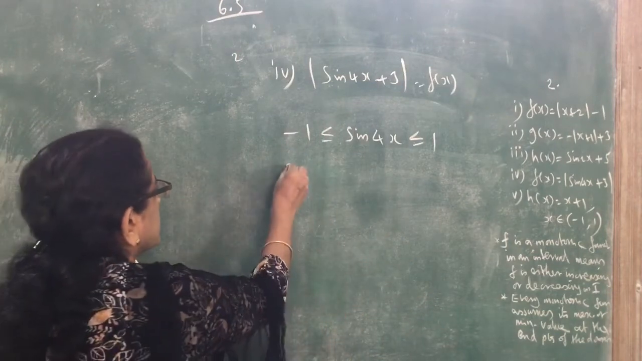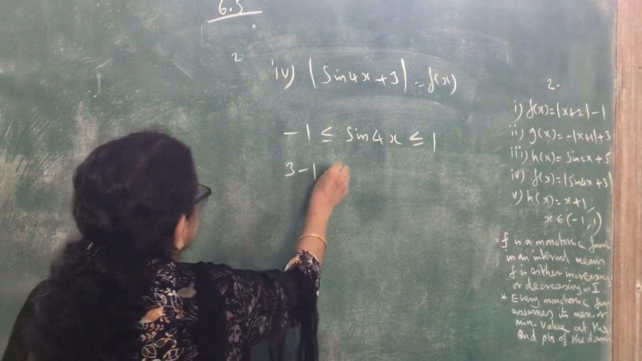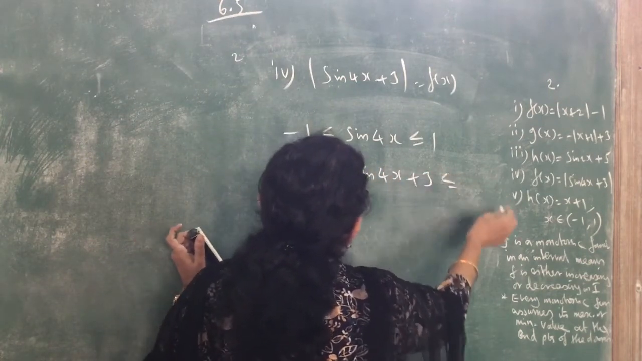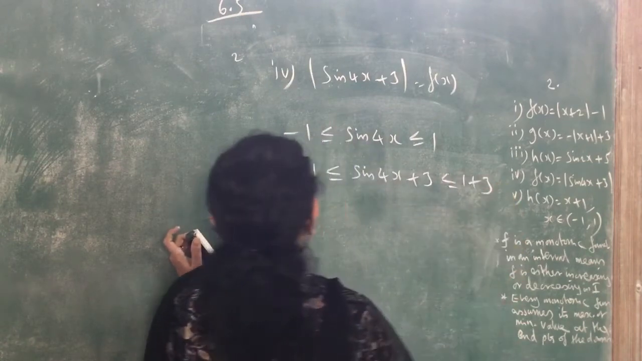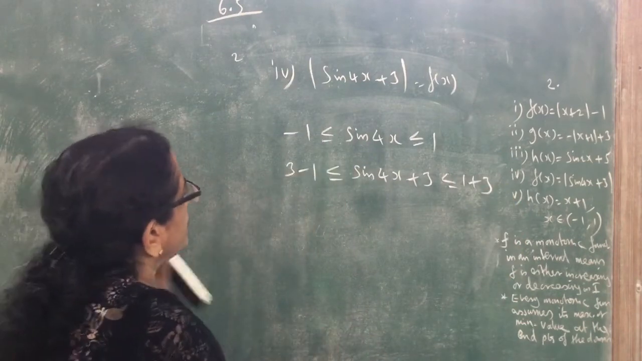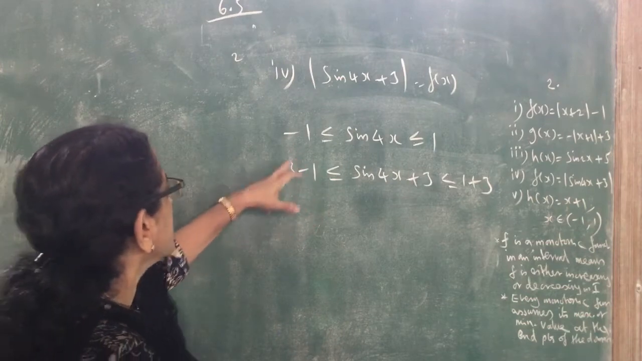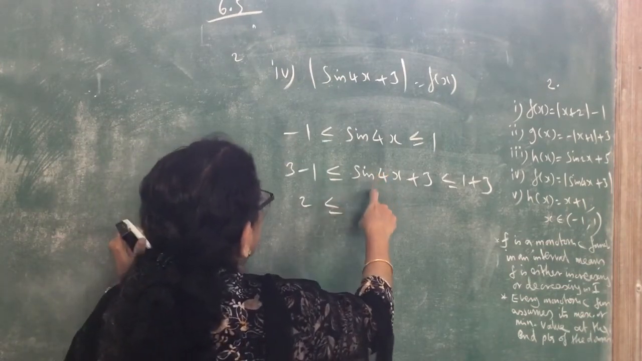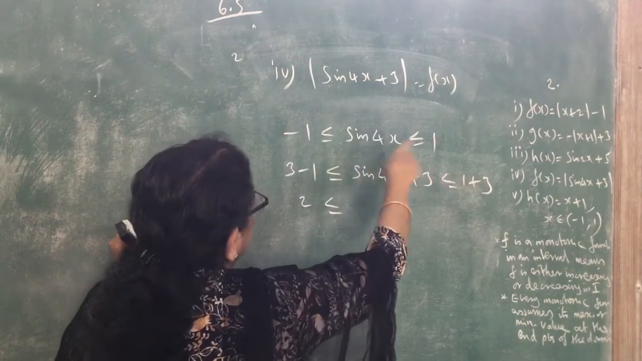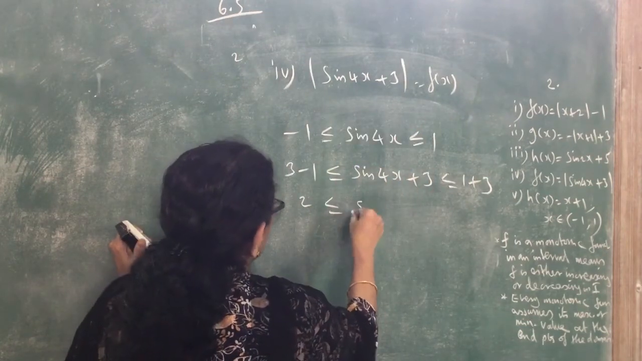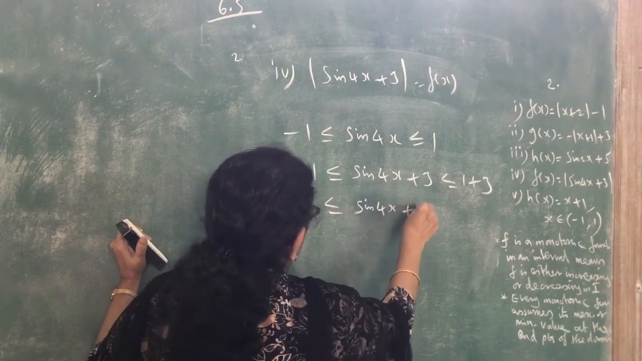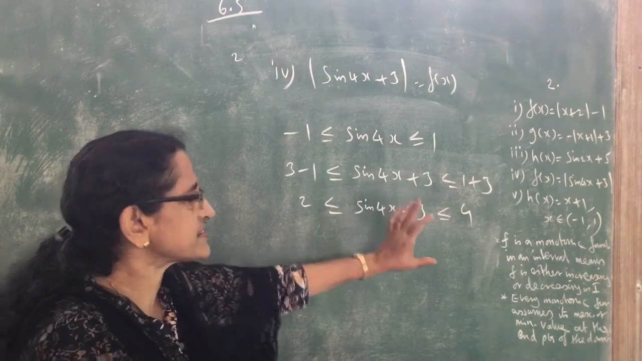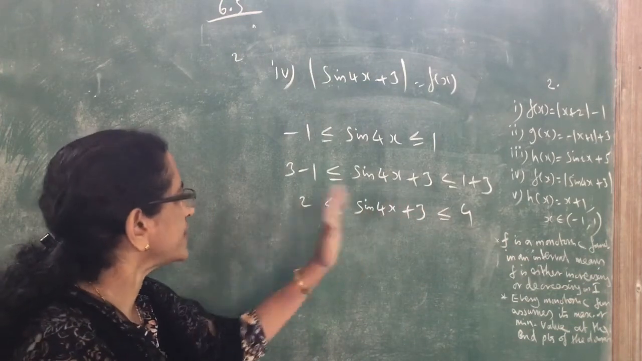So we get 3 plus minus 1 less than or equal to sine 4x plus 3 less than or equal to 1 plus 3. So 3 minus 1 is 2. We add 3 to each term. 3 plus minus 1 is 2, less than or equal to sine 4x plus 3, which is less than or equal to 4. So sine 4x plus 3 lies between 2 and 4, including 2 and 4.